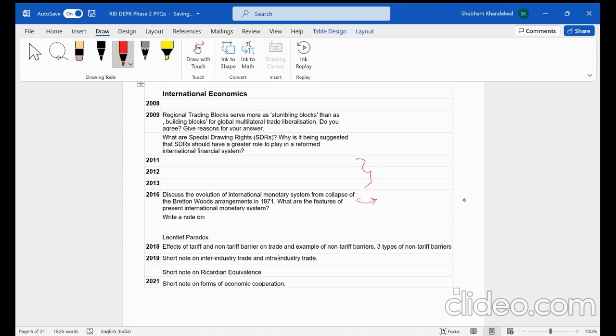So again, straightforward question, guys. 2018, a 20 marker they asked. That is here the tariff and the non-tariff barriers you have to explain, and then the three types of non-tariff barriers. So it was a slightly lengthy question, but yeah.